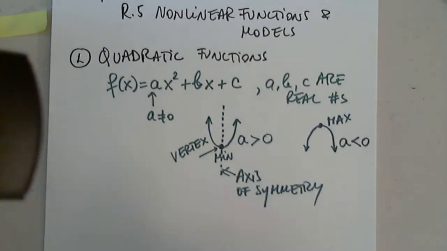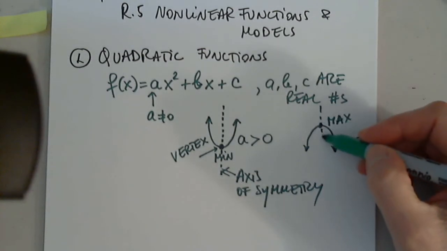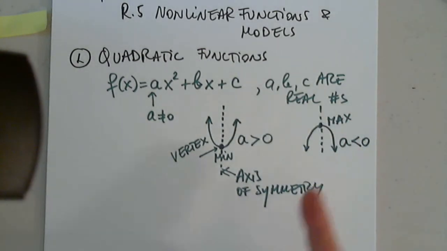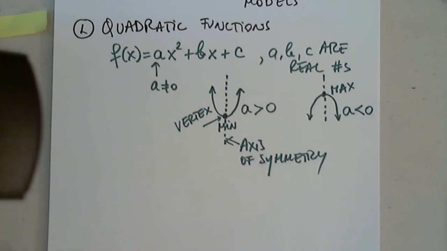This point is still called the vertex. It still has an axis of symmetry, but this time it opens downward versus opening upward. It has a maximum versus a minimum. Anyone remembers the coordinates of the vertex?